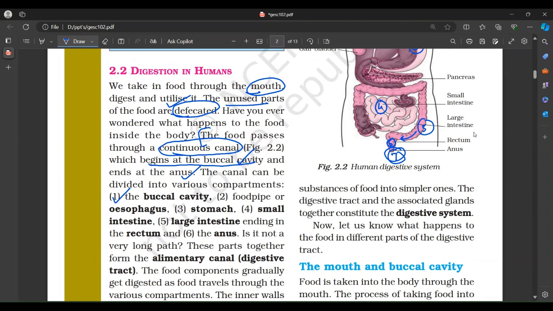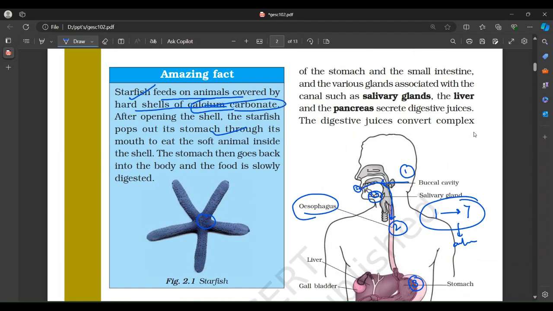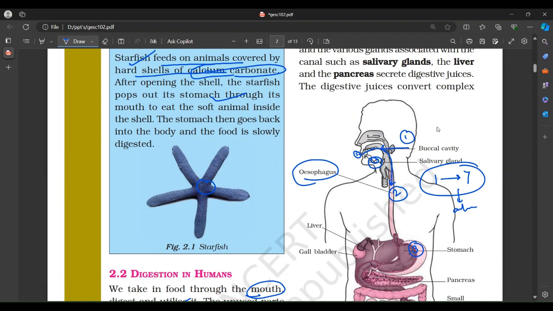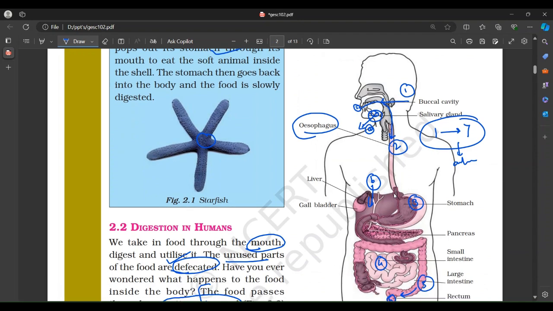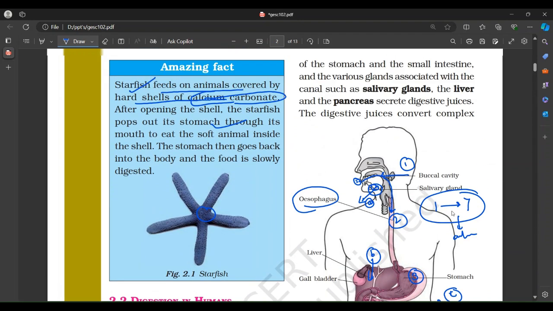The inner walls of the stomach and the small intestine and the various glands associated with the canal secrete digestive juices which help in digestion. The first gland I showed you is the salivary gland, A. The second is the liver. Then the next one is the pancreas, which we will mark as C.